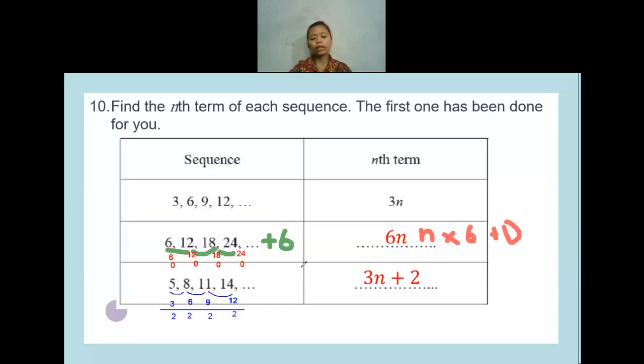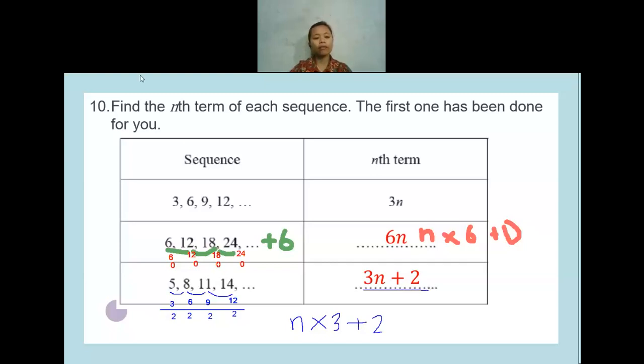So we will write the nth term. We will always multiply n by the term-to-term rule given, because the term-to-term rule is add 3. So we multiply n by 3. After that, we will add the difference. The difference is 2. So n times 3 will be equal to 3n, and then we add 2. So it will be 3n plus 2.